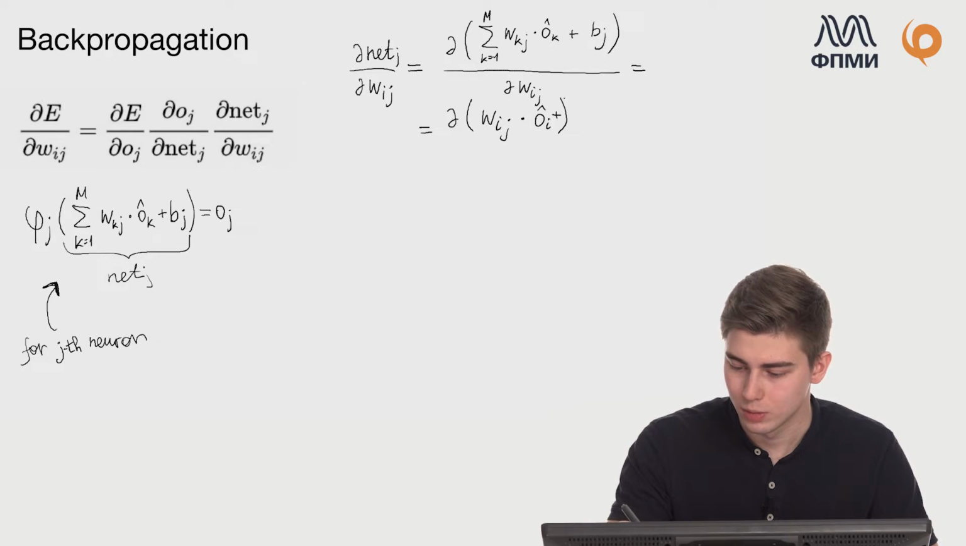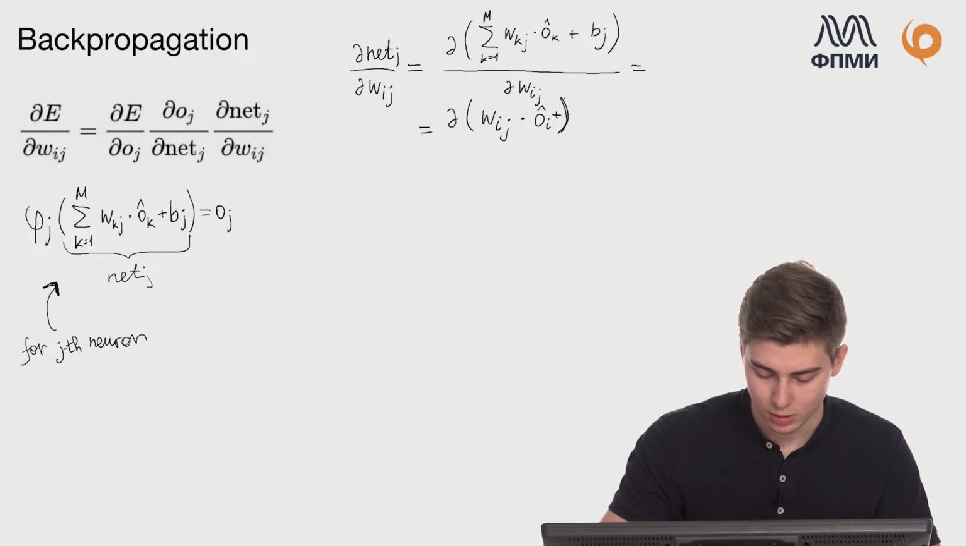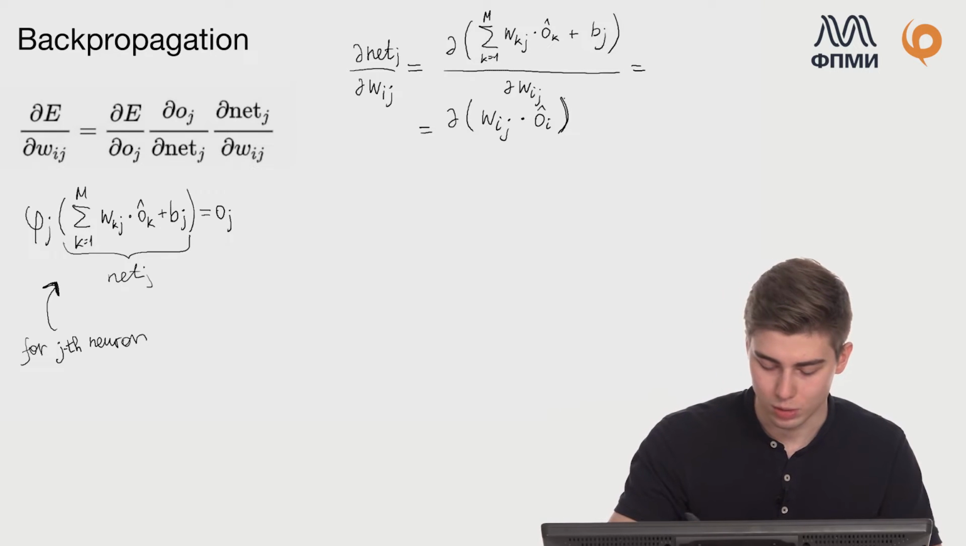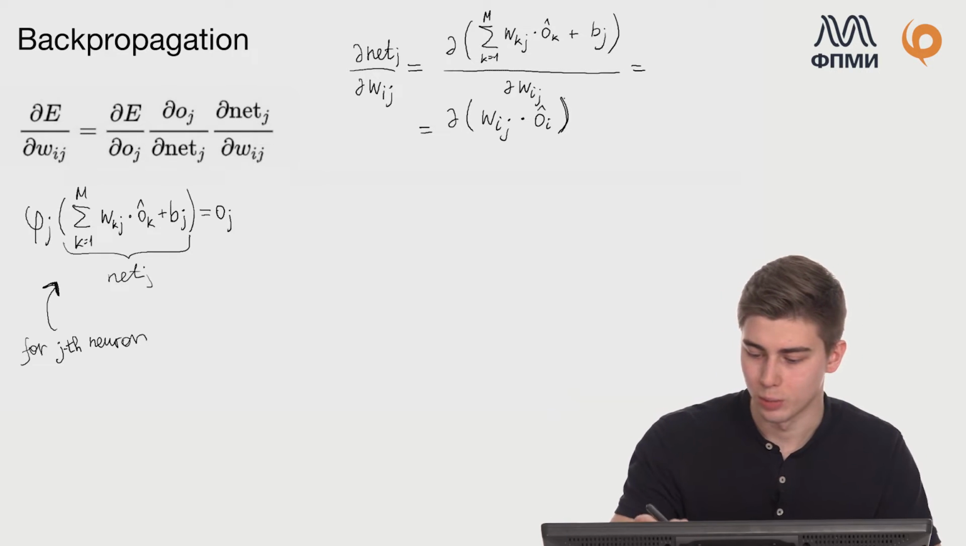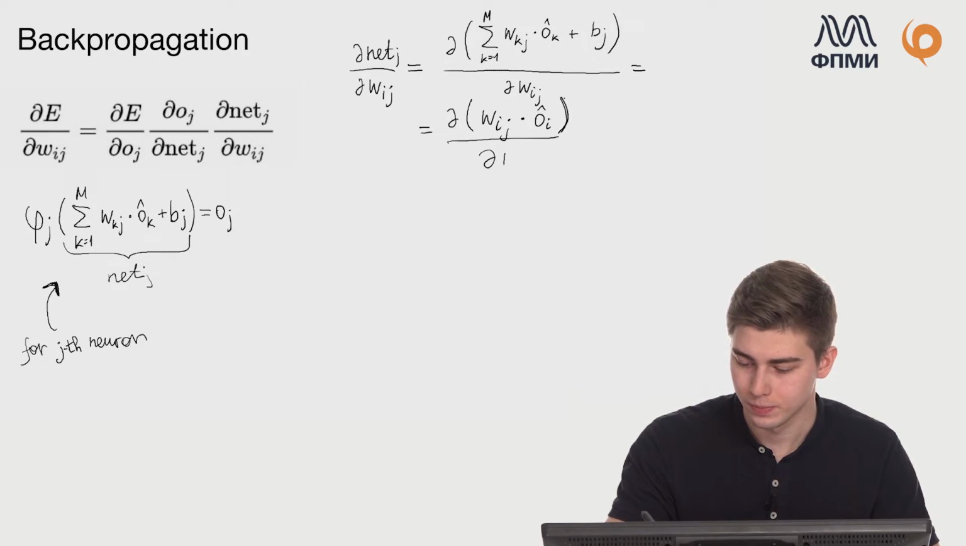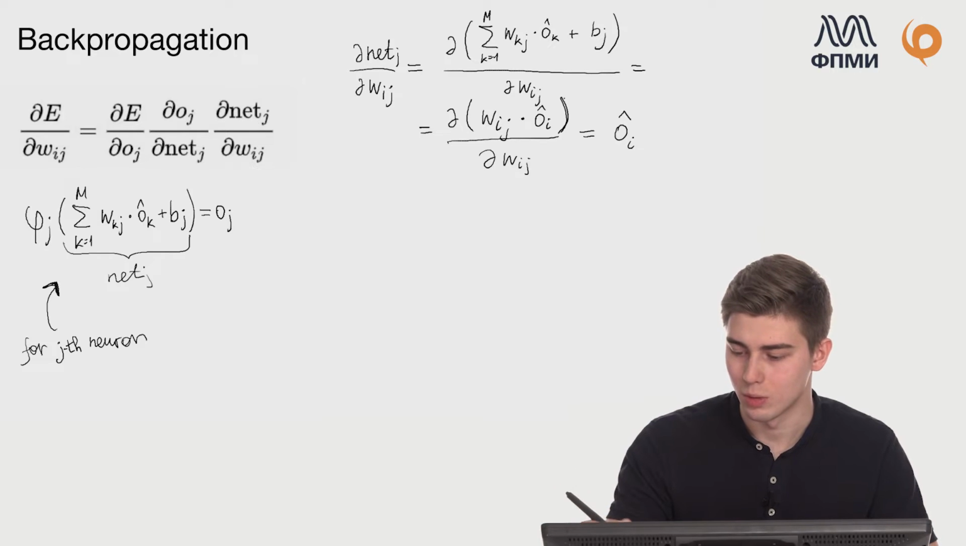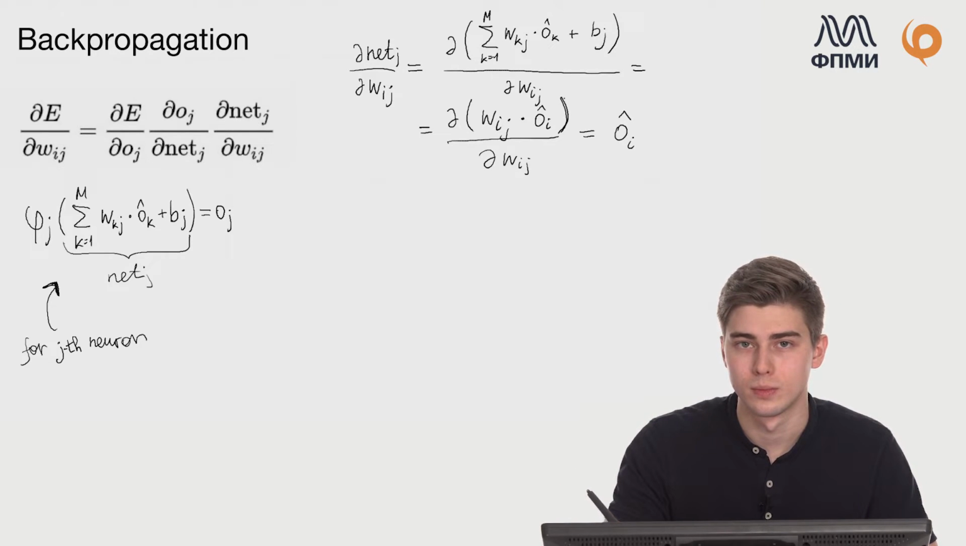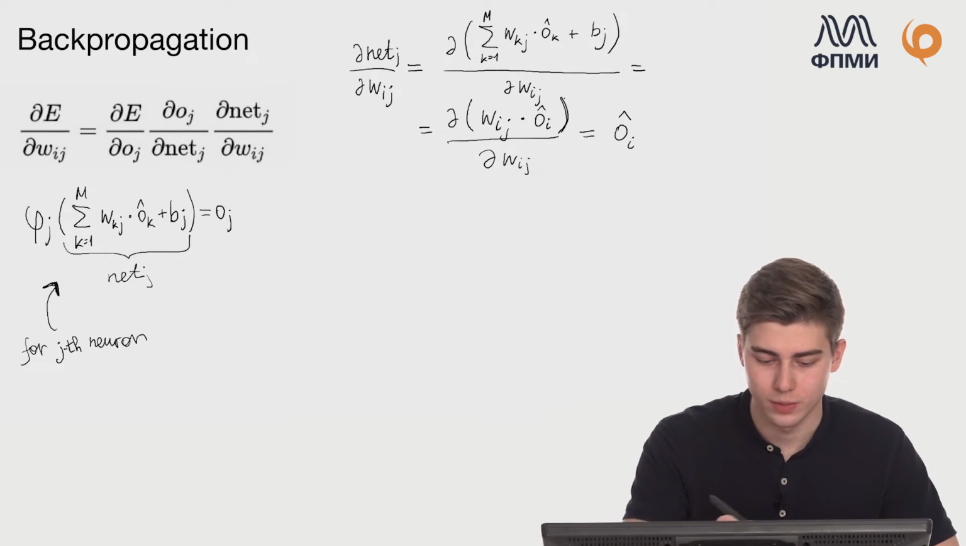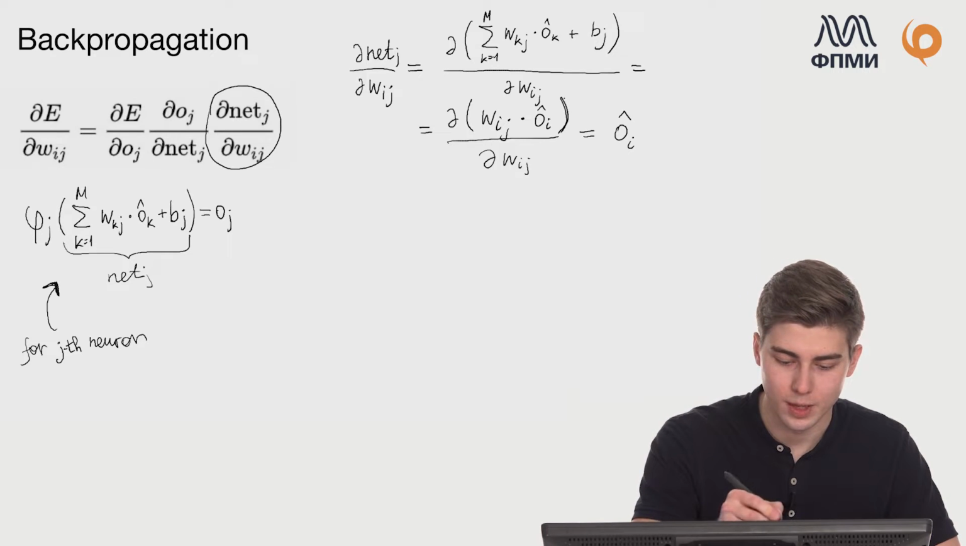plus bj doesn't depend on the Wij, and here we have just O_i. So we have uncovered this term. Now let's uncover this term.